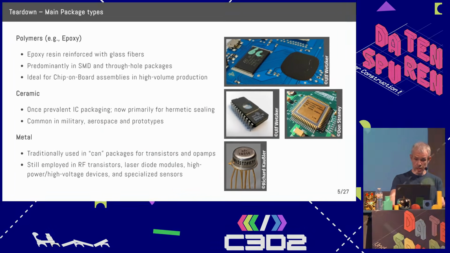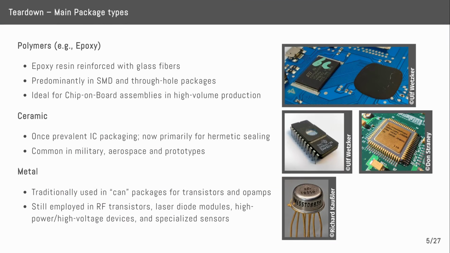This is not the only package type that exists. So here you can see one SMD package, and next to it there's a so-called chip-on-board package. Here you don't have the lead frame. They simply take the die, glue it on the PCB and bond it directly on the PCB. And then you will have this epoxy blob on top of it, so it's protected against environmental influences.